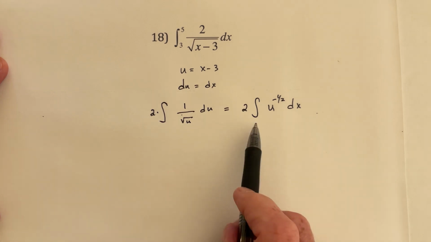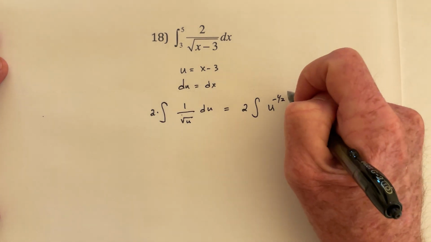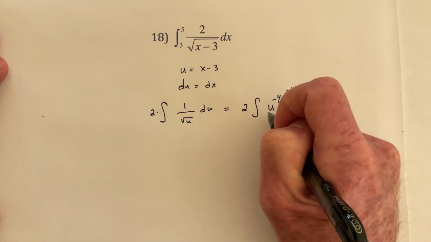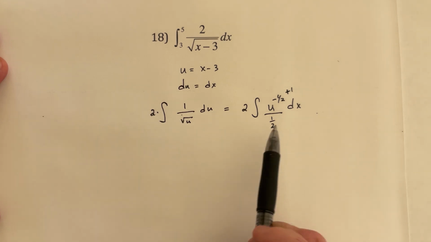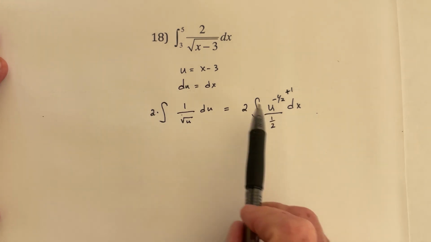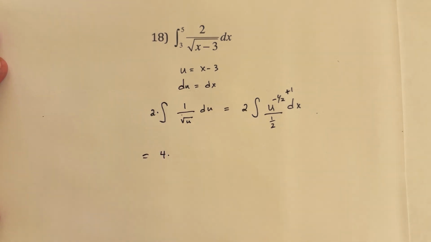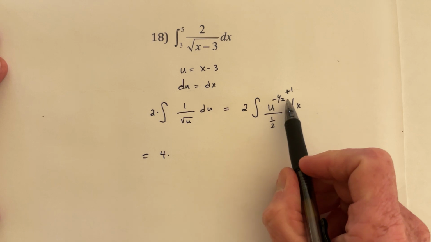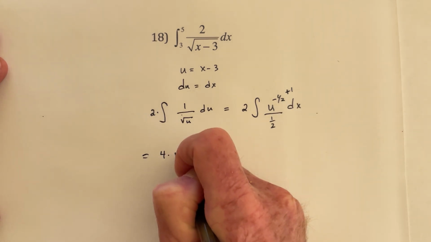You like how I made the font a little bit bigger so you could see it better? And then add 1 to the exponent, that's going to be a 1/2, and divide by a 1/2. So when you divide by a 1/2, that means invert and multiply. So actually multiply by a 2. So that's going to leave a 4 in the front. And then this is going to be u to the 1/2, or in other words, the square root of u.